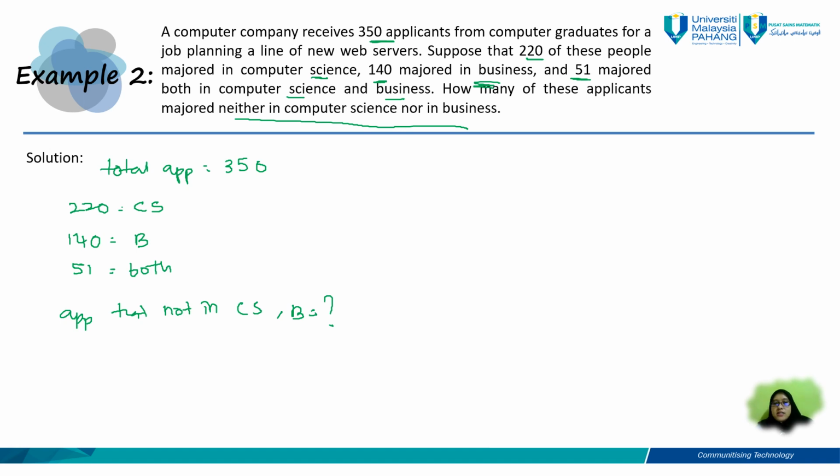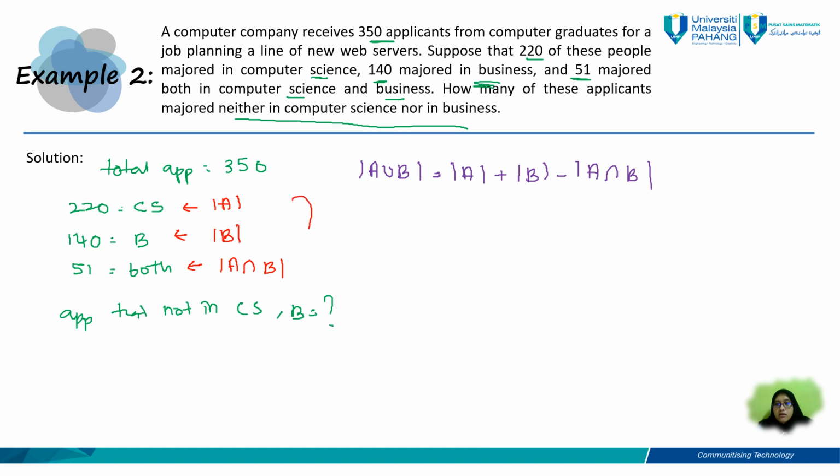By using the formula, A union B is equal to element A plus element B minus element A intersect with B. For this one, computer science will be element A, 140 for business will be element B, and the 51 applications for both is element A intersect with B. So, applying all this information to the formula, we can find the value of A union B. So let's apply 220 plus 140 minus 51. So A union B is equal to 309.